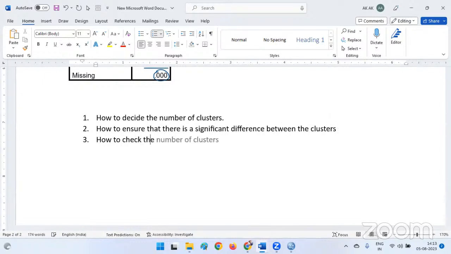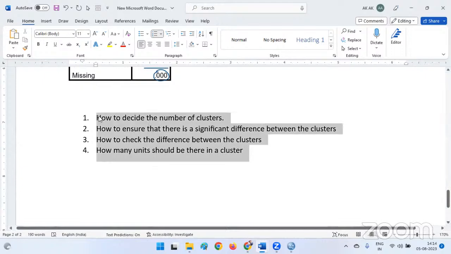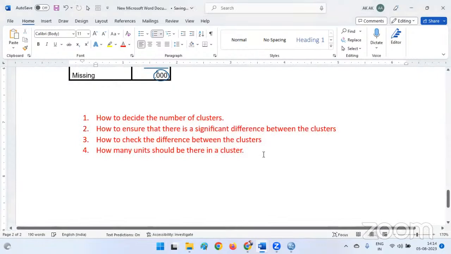How to check the difference between the clusters, and how many units should be there in a cluster. Okay. Now, these are some very subjective questions, very subjective questions. These 4 are very important yet subjective questions. Okay. Now, how to decide the number of clusters?